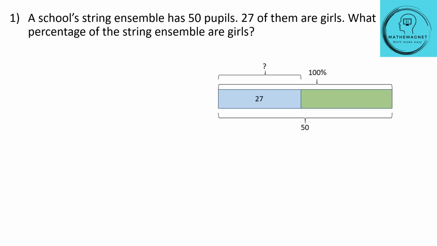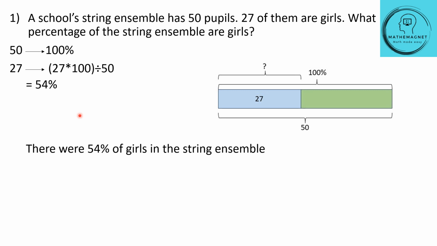We have the total strength as 50. So this will be girls and this will be boys. And we know girls is 27 and they want to know how much this comes to as a percentage. So how do we go about it? We know 50 is equal to 100%. That is, the total 50 is equivalent to 100% of the pupils. 27 will be equal to 27 into 100 divided by 50, which will be equal to 54%. So there are 54% girls in the string ensemble at the school.